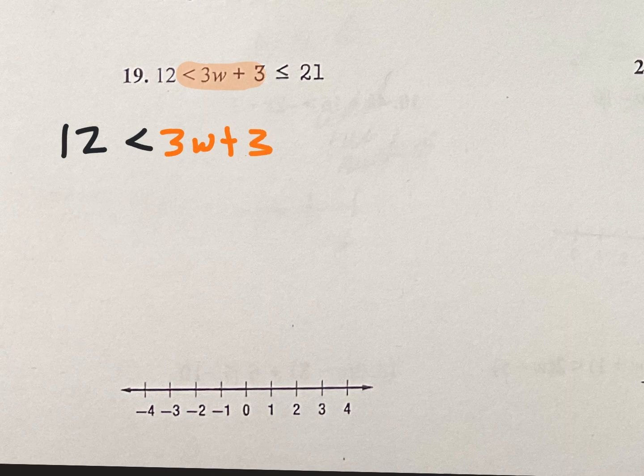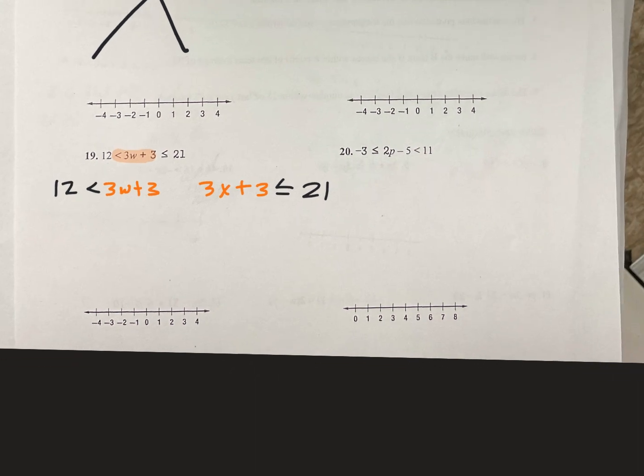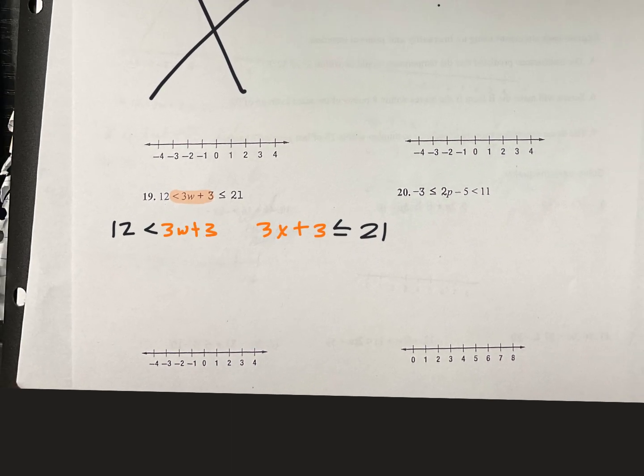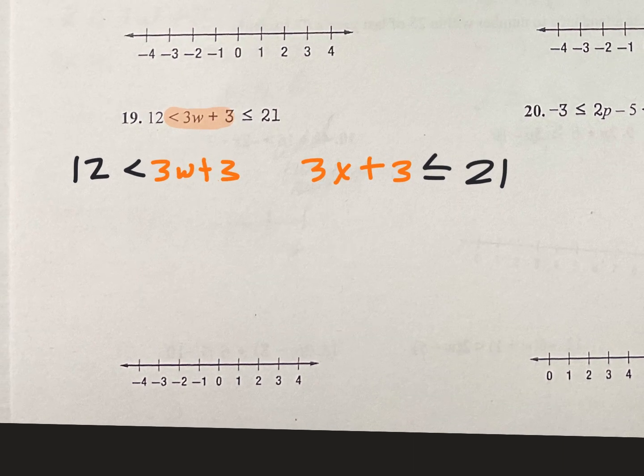That 3w plus 3 needs to be on both inequalities, okay? When you separate them into two separate inequalities, that 3w plus 3, that middle piece needs to be with each one. And number 20 is the same way. So that one I did kind of want to show you, remind you how to set that one up. That middle part needs to be a part of both of those inequalities when you set them up.